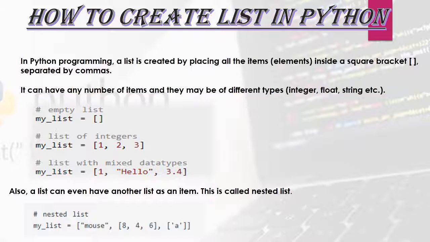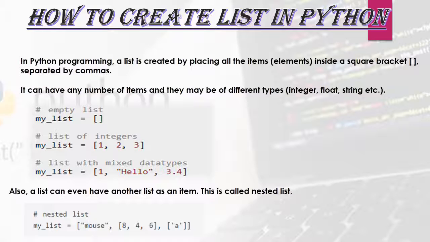As we know, in Python programming, a list is created by placing all the items, that is elements, inside a square bracket, and these are separated by commas. It can have any number of items and they may be of different types, such as integer, float, string, etc.